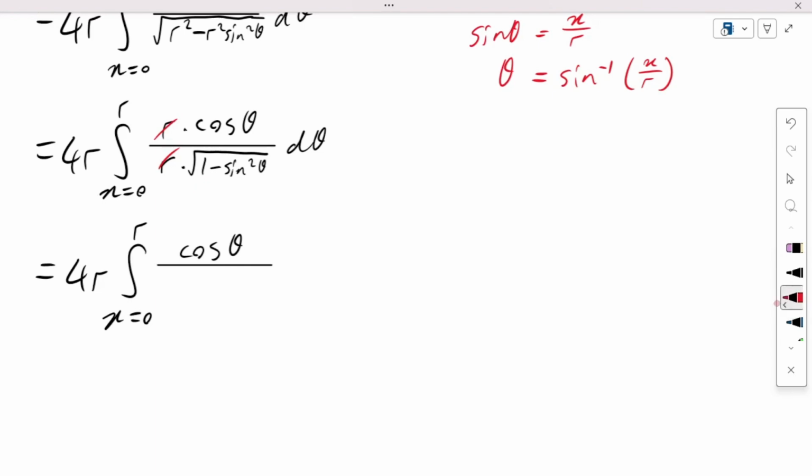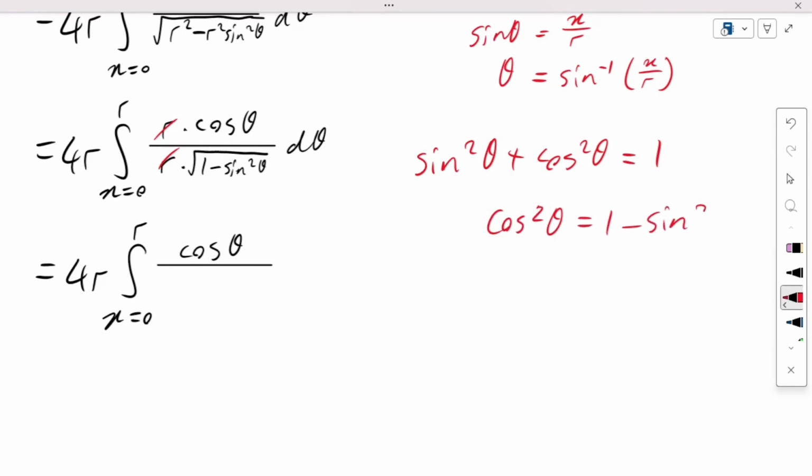Well, if we consider our identity, which goes as follows, sine squared theta plus cosine squared theta equals 1, we can manipulate it such that we get cosine squared theta equals 1 minus sine squared theta. Meaning we have 1 minus sine squared theta over here, and that is equal to cosine squared theta. So this is how we're going to write it: the square root of cosine squared theta, and this is d theta over here.